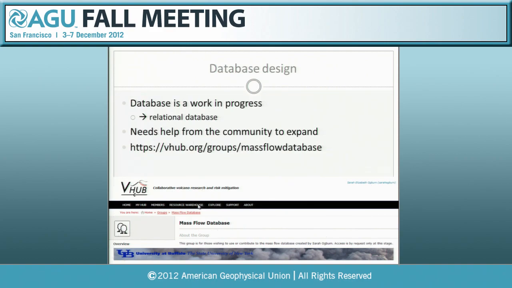And finally, this database is really a work in progress. Right now, it's a fairly sprawling Excel sheet that is slowly working its way into a relational database. But this obviously needs help from the community to expand, both to correct my inevitable errors and also to add to it. And I've put the URL for VHub up here.